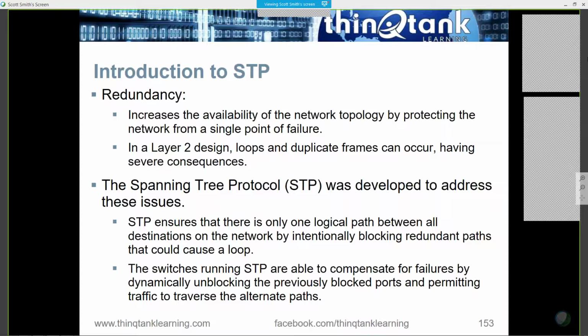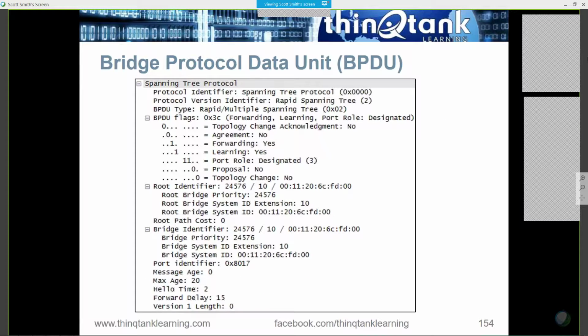The way that switches exchange information is through the use of something called a BPDU, Bridge Protocol Data Unit. By the time we're done with this chapter, you're going to be able to look at this Wireshark capture of a BPDU, this whole thing, and you're going to know what every single one of these numbers mean.